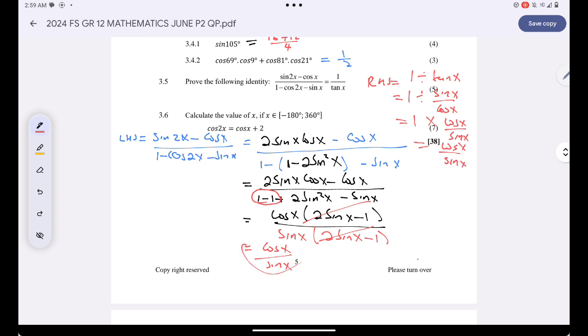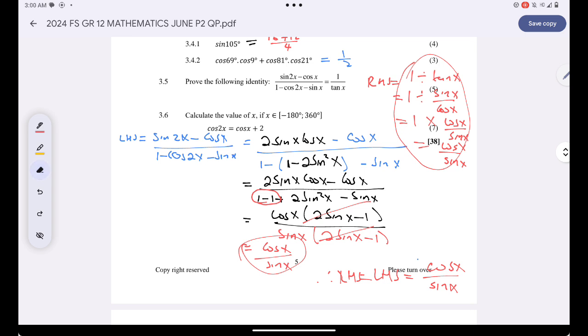After simplifying the left hand side, you must go back and simplify the right hand side as well, and therefore conclude that the right hand side is equal to the left hand side, which is equal to cos x over sine x. All together, that's how you prove the identity. Please take a screenshot or pause the video and write everything down if you need to. Excuse me, guys, that I didn't remind you to do that previously.